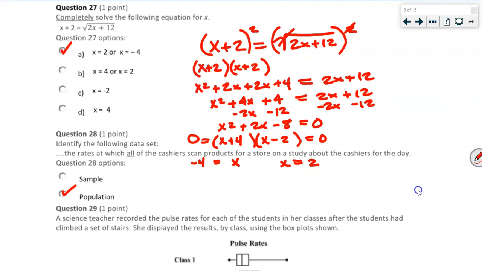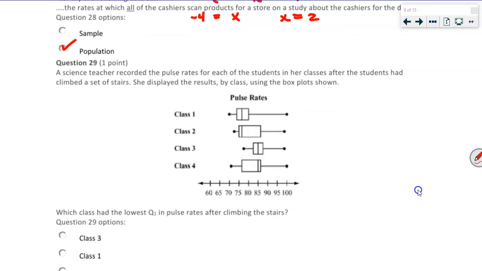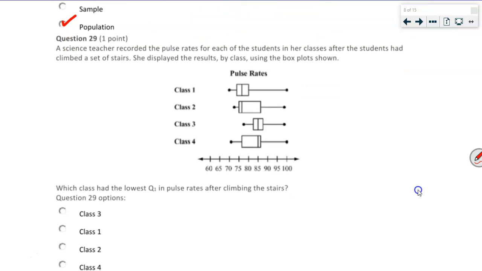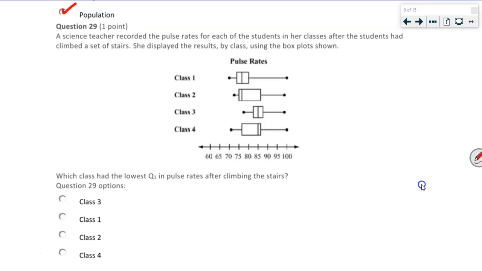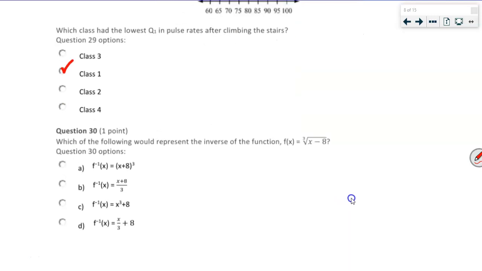Number 29 says, a science teacher recorded the pulse rates for each of the students in her classes after the students had climbed a set of stairs. She displayed the results by class using the box plots shown. It says, which class had the lowest Q1 in pulse rates after climbing the stairs? So that would be this leftmost side right here, right? So I'm going to go down and see if any of the other ones are smaller than that one. Nope. So that would have been class 1. You just have to know what each of those points are for a question like that.